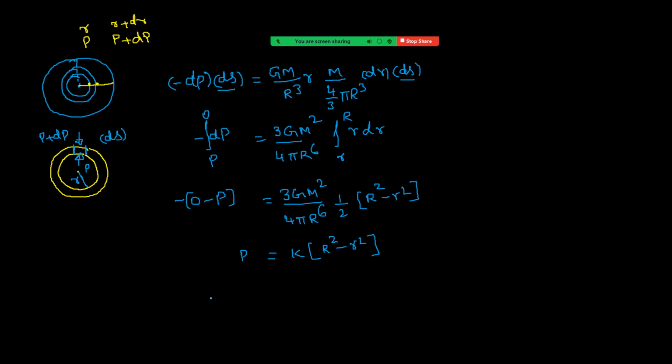So given one option, R equal to 0, pressure is now 0. Check once. If you take R 0, pressure is not 0. So this is not correct.